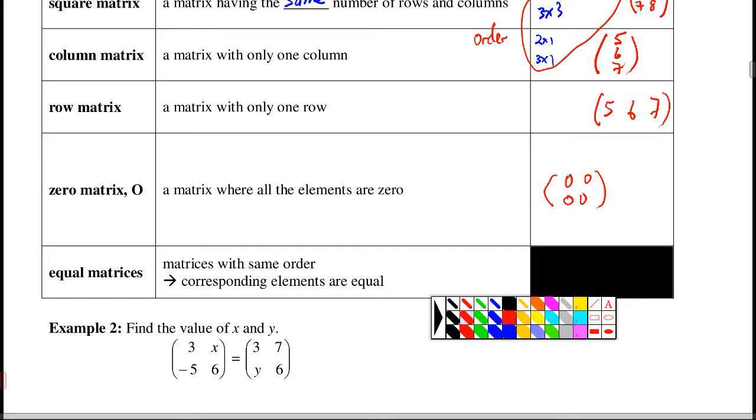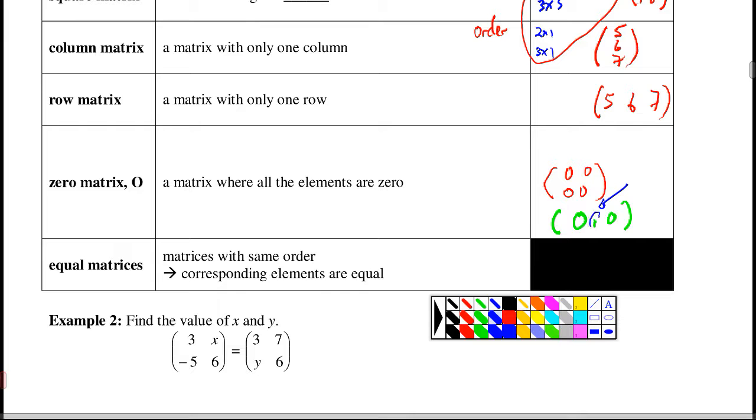Oh, take note. I write in green. In a matrix, there is no comma. There's no comma. If you write a comma, it becomes a coordinate. So be careful. There is no comma. There is no this thing here. So it's a wrong thing.